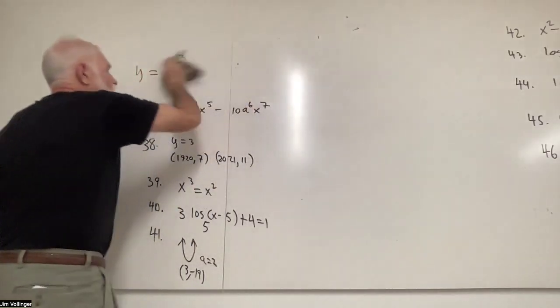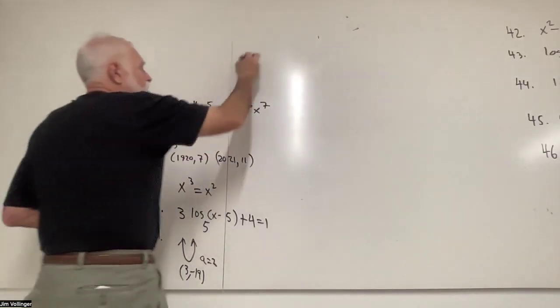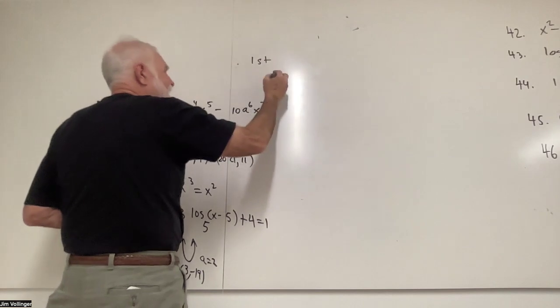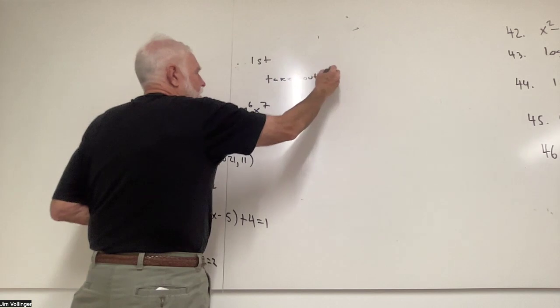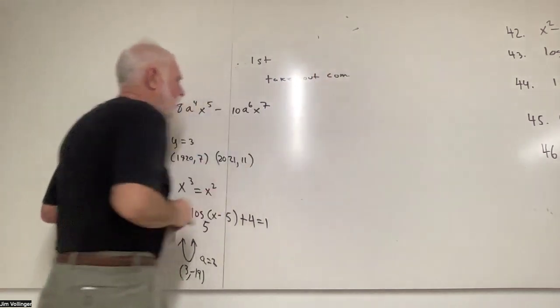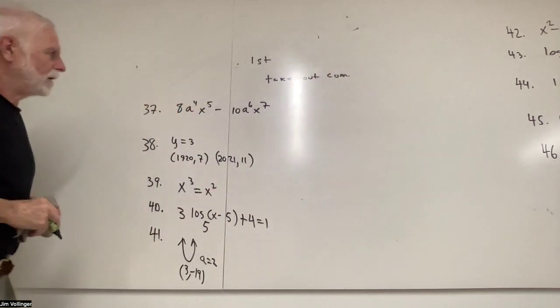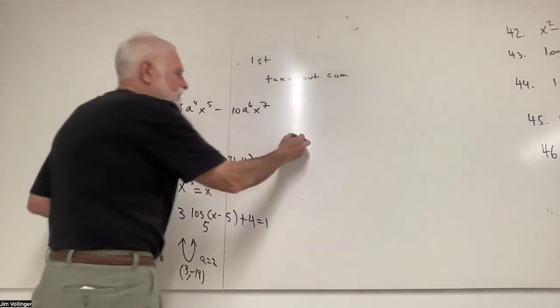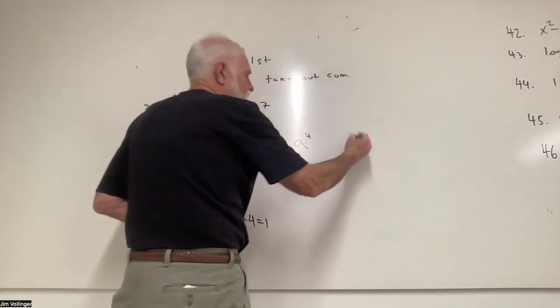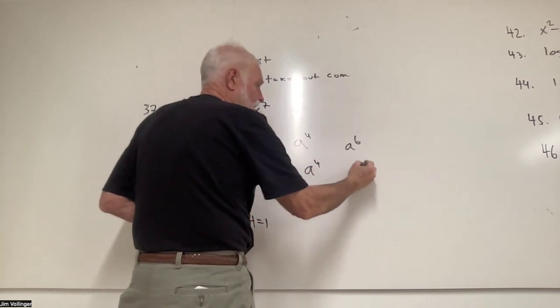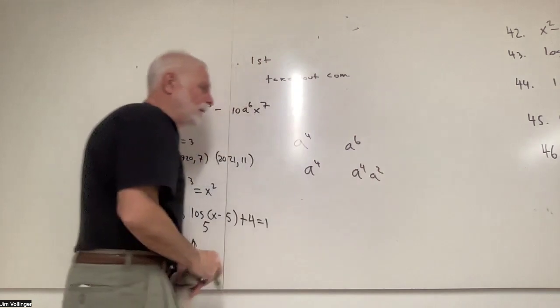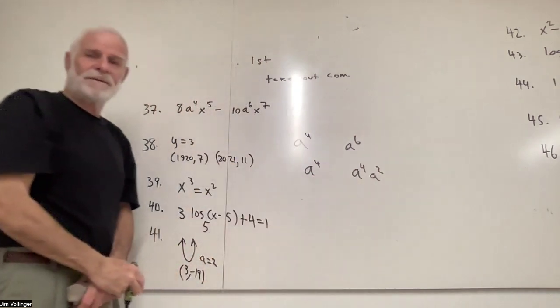All right, so now we want to factor. And the first rule of factoring, you're going to hear me say this all semester: take out what's common. Take out commonness. Not a communist. Take out commonness. All right, a to the 4, a to the 6. Let's just look at a to the 4 and a to the 6. a to the 6 could be written as a to the 4 times a to the 2. What do these two expressions have in common?